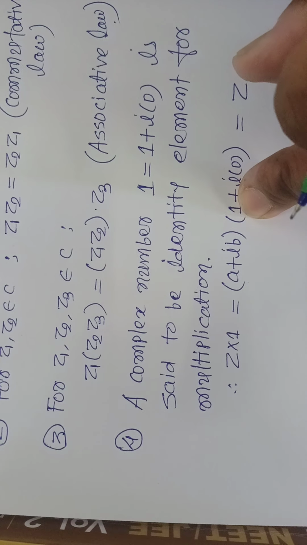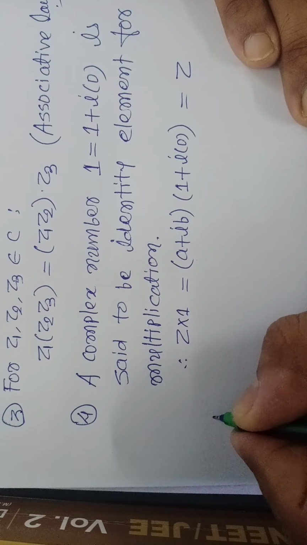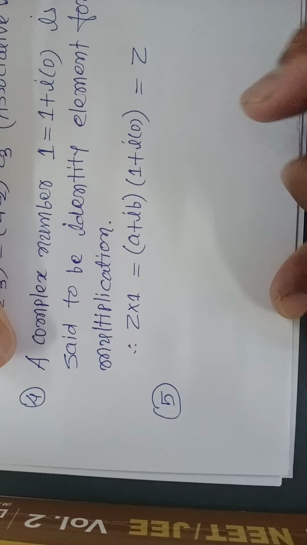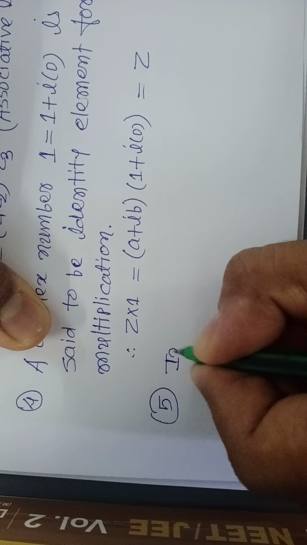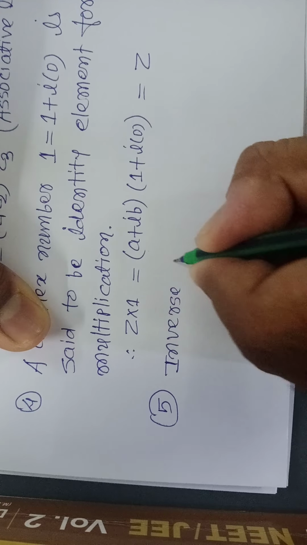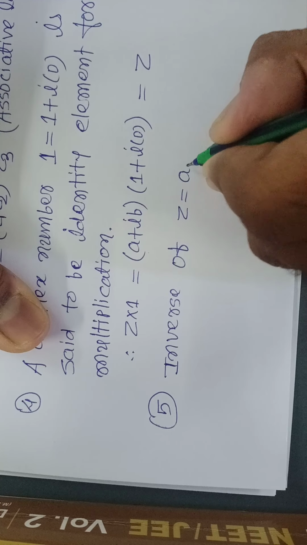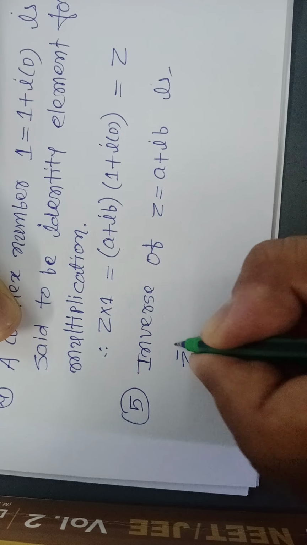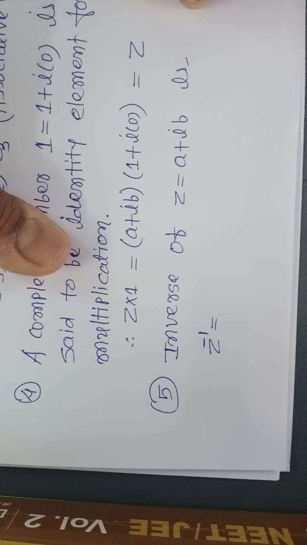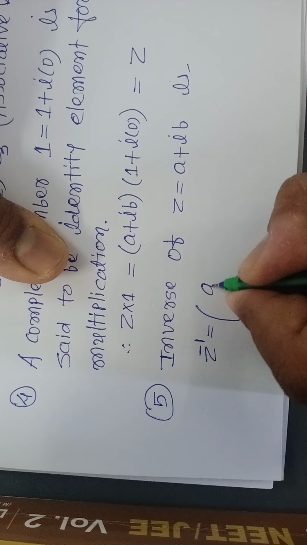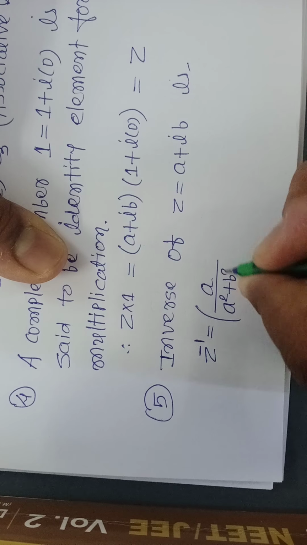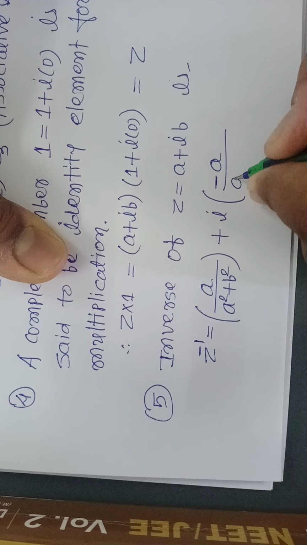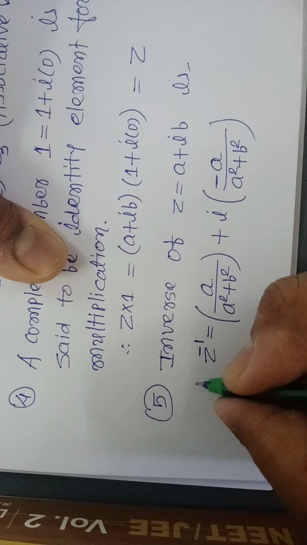Now we know that inverse. What about inverse? Let us see here. Inverse is really difficult. Inverse of z equals a plus ib is actually z inverse equals to, here we have to remember the inverse is different. z inverse is a upon a square plus b square plus i into minus b upon a square plus b square. See, inverse is this.